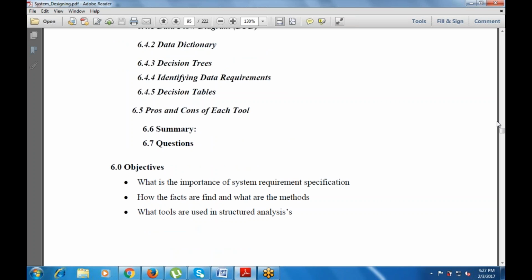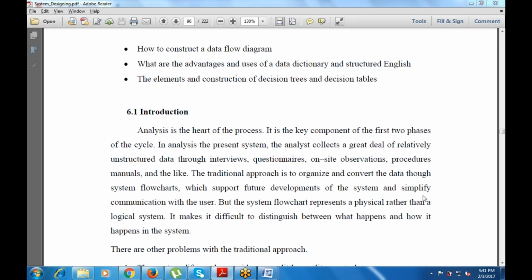Now let's see the various objectives within this data, and how each tool has some pros and cons. Now let's see how analysis works in requirement gathering. Analysis is the heart of the process. Heart means it is the main part of the process, a key component in the first phases of the life cycle.